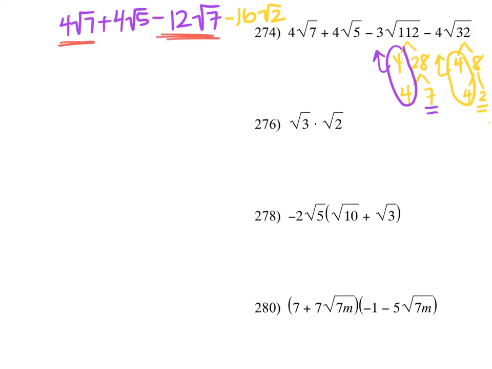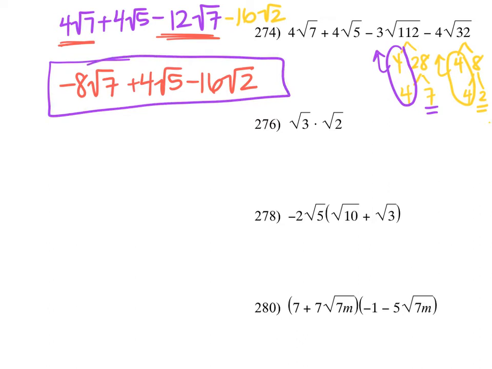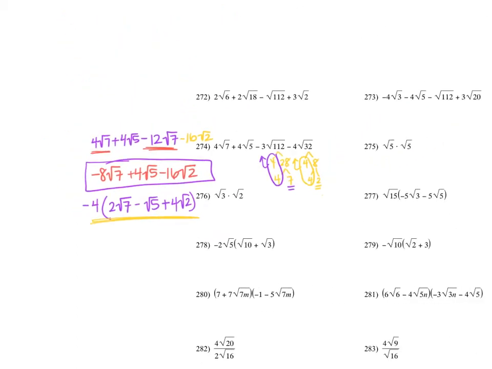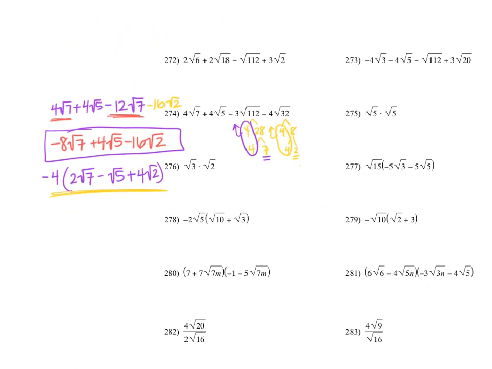4 minus 12 is negative 8 square root of 7 plus 4 square root of 5 minus 16 square root of 2. All of my square roots are different, and therefore I cannot do anything else. The most I could do is probably take out a 4, factor out a 4, and then I can have 2 square root of 7 minus square root of 5 plus 4 square root of 2. But you really don't need this one because it didn't say factor. The question actually just said to simplify.